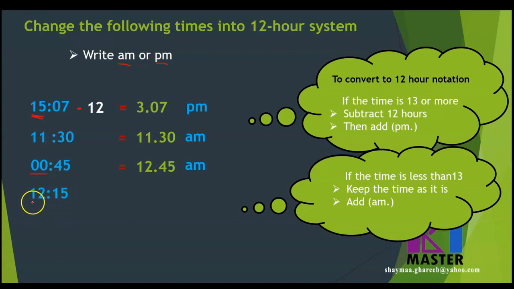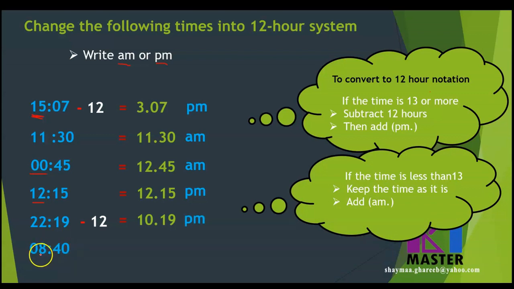12:15. I have number 12. Which 12 is it? Is it 12 midnight or 12 noon? It's 12 noon. So I will write it as a.m. or p.m.? 12 noon, it will be p.m. 22:19, I'm going to subtract 12. So it will be 10:19 p.m.